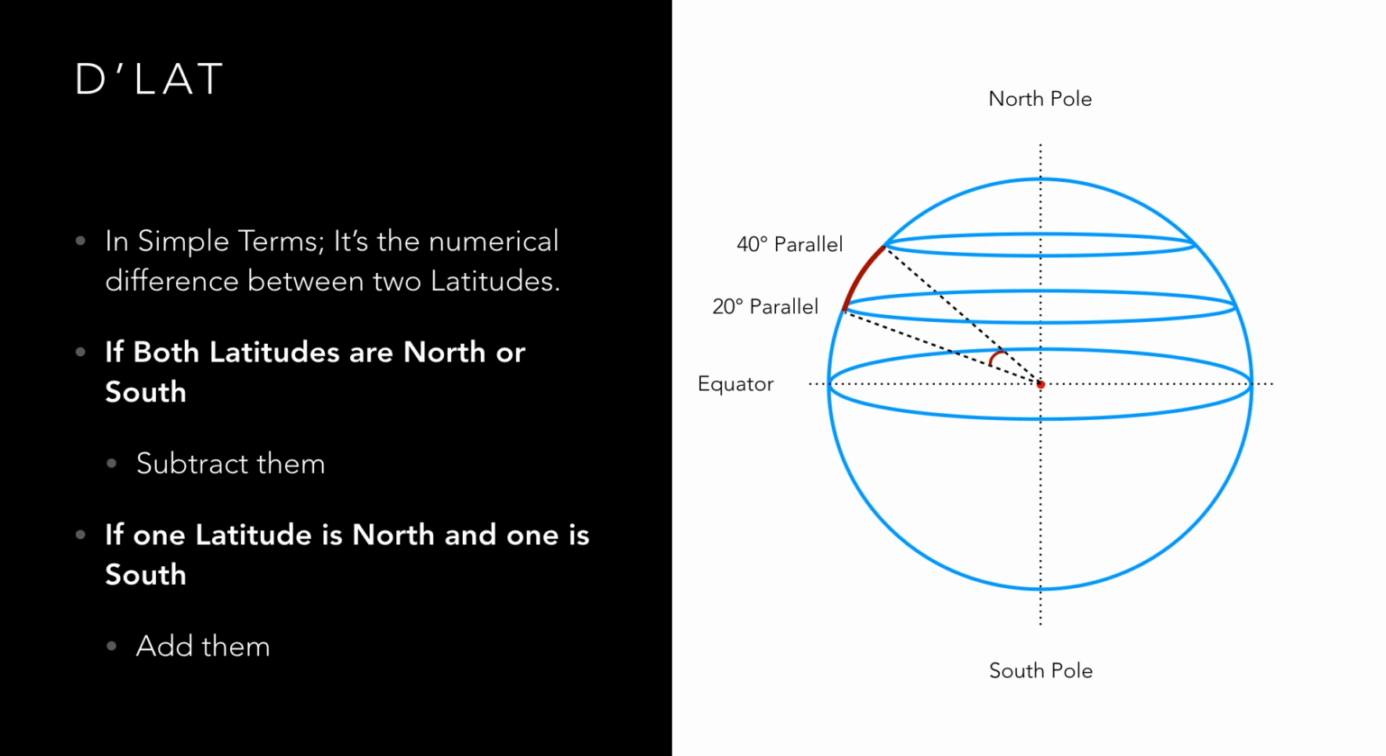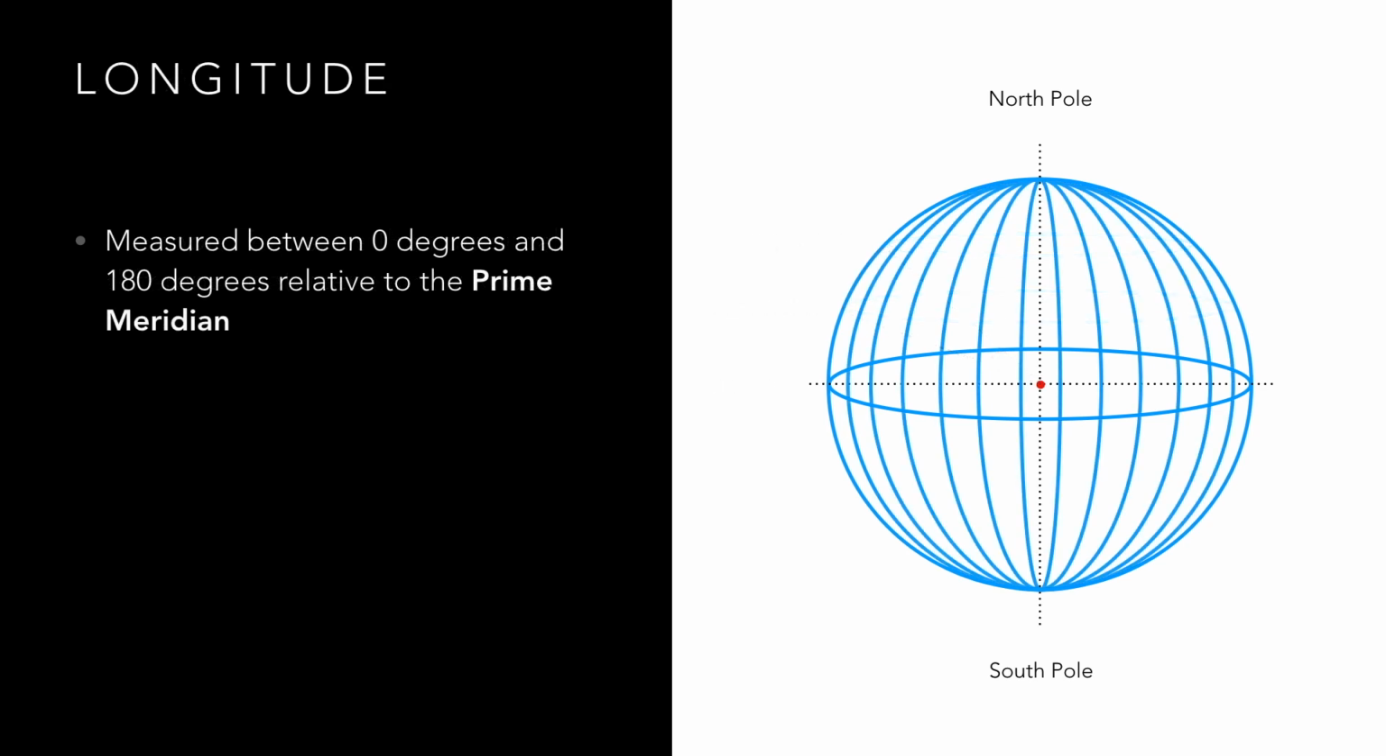So we've covered latitude, let's cover longitude. Longitude is measured between 0 degrees and 180 degrees, and is named east or west depending on its location relative to the prime meridian.